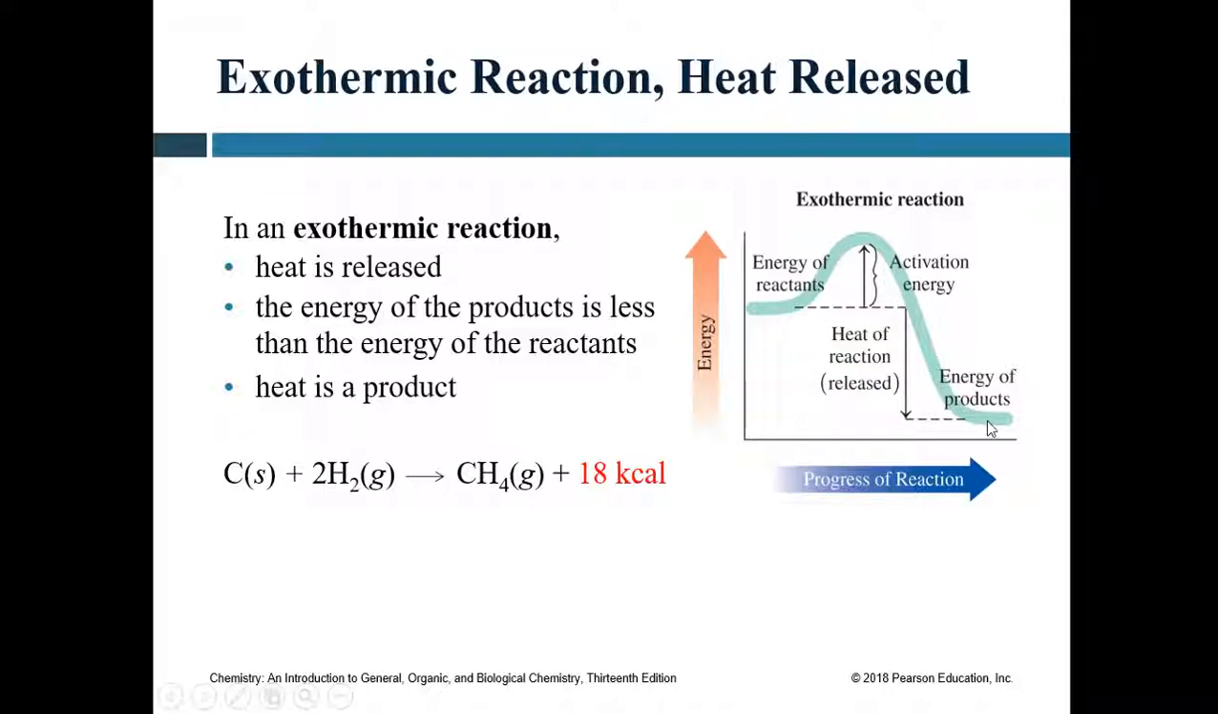All right, let's proceed with exothermic. In an exothermic reaction, heat is released. So since heat is released, as we look at this diagram, you'll notice up here the energy of reactants is higher than down here, the energy of the products. Why? Because that energy that was inherently within the reactants is released and is gone. It's an exothermic reaction. So the energy of the products is less.